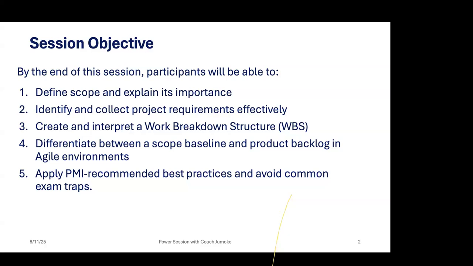Then the fourth objective is you'll be able to differentiate between a scope baseline and a product backlog in Agile environments. You should know that whenever you see scope baseline, you are talking about predictive. When you see product backlog, you are talking about Agile methodology.